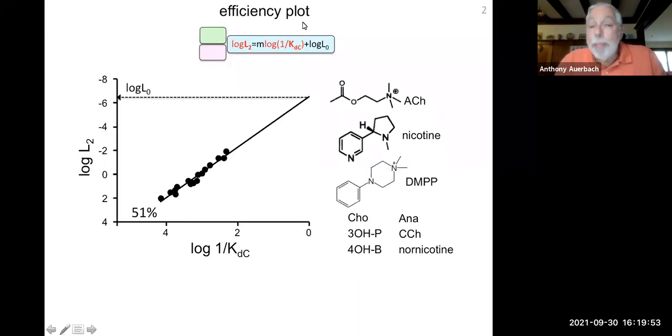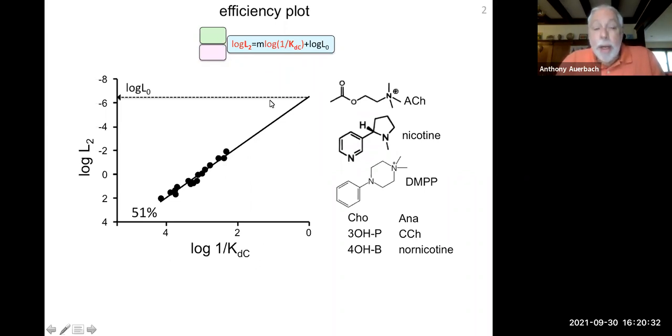And that is an efficiency plot. So if you combine the green and the pink equations, you get this blue equation, which is a straight line, y equals mx plus b, where y is the log of the gating equilibrium constant and x is the log of the binding equilibrium constant. And if you take the data for now 9 different agonists plotted on individual binding sites, you see that they all fall on a straight line, and the straight line has a slope m, which is related to efficiency and the number of binding sites. That's all that goes into the slope n. So it's very easy to get efficiency when you plot your data this way.